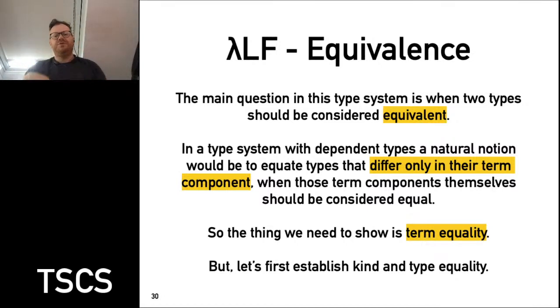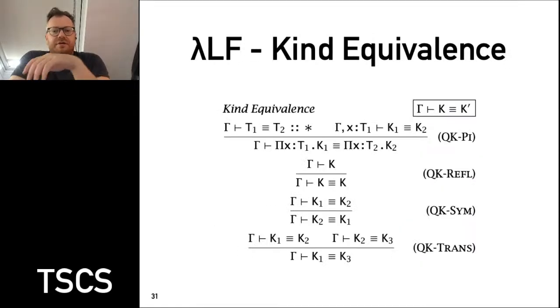So the thing we need to show now is term equality. This is a bit difficult, so let's postpone that for a second. And let's first establish kind and type equality, because that's the much easier task here, and formalize the intuition that we just formed. So kind equivalence in lambda LF works like this. Do I have? No, I didn't. So I have to explain this all myself. Good.